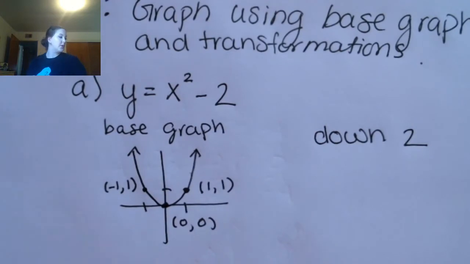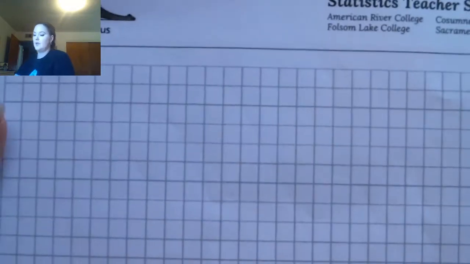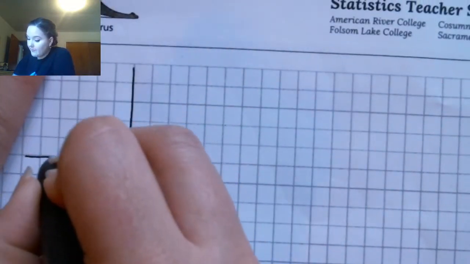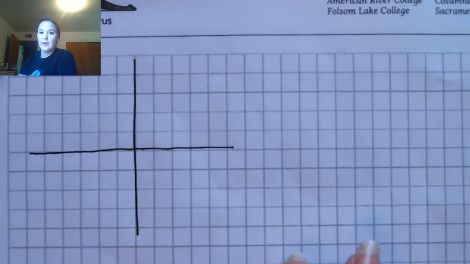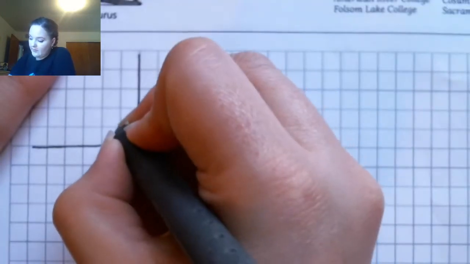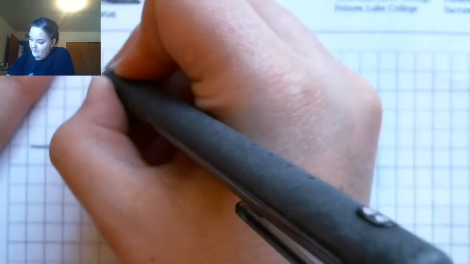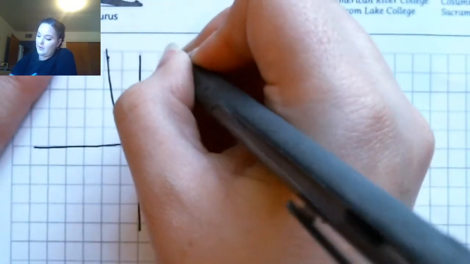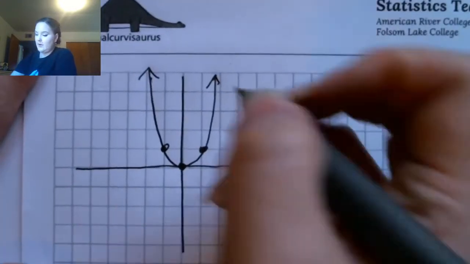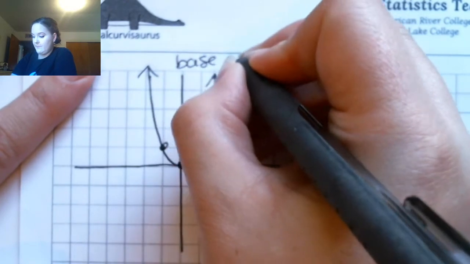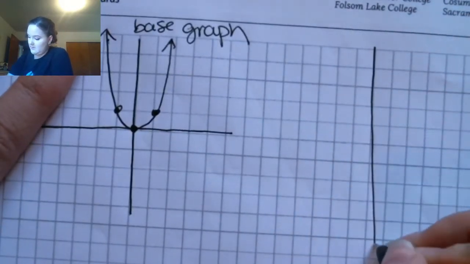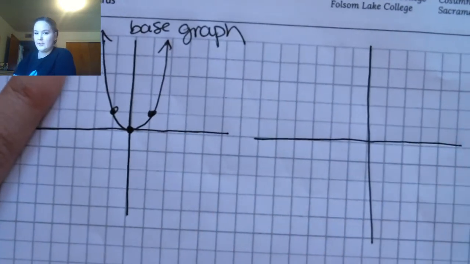So we're going to look at our graph here. First I'm just going to draw the base graph for you guys, with my key points marked. So this is the base graph, and that's just for reference so that we don't have to turn the page.